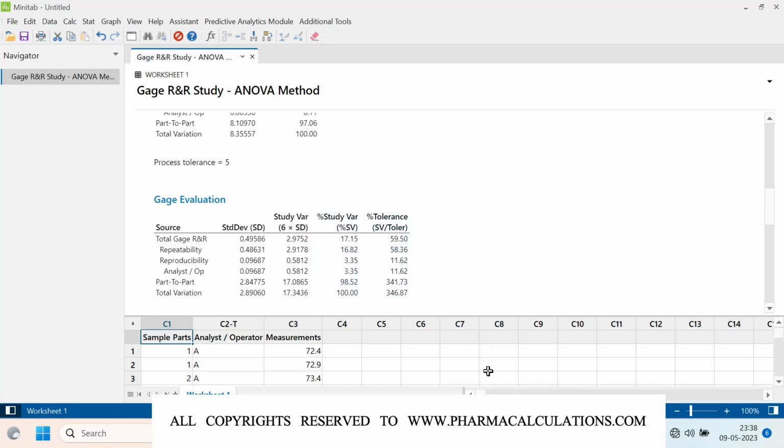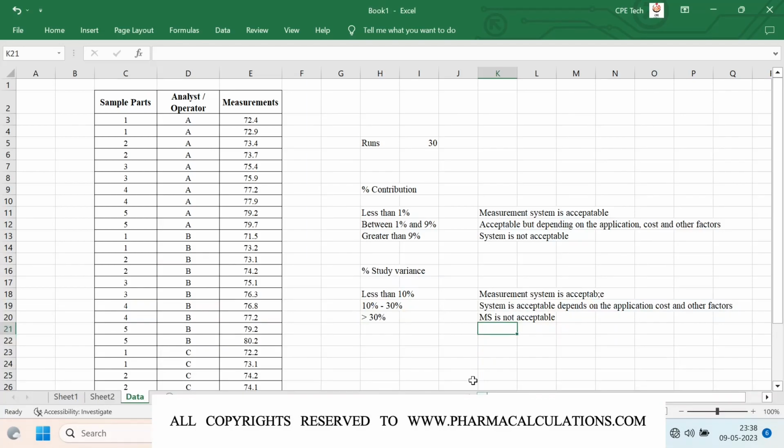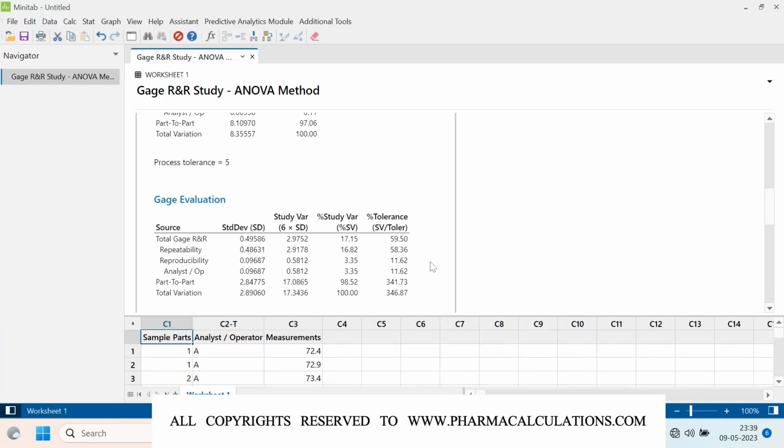As per our interpretation, if the study variance is between 10% to 30%, the system is acceptable, and it depends on the application that you are going to use it for, and also the cost of analysis, and also certain other factors. Since it is almost 17.15%, we can say it is marginally acceptable, but there is more room for improvement. So this is how we are going to interpret this gauge evaluation.